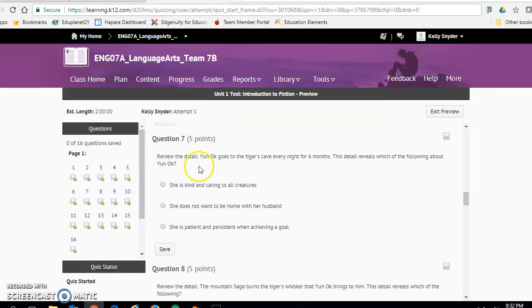Review the detail. Yunak goes to the tiger's cave every night for 6 months. This detail reveals which of the following about Yunak? She is kind and caring to all creatures. She does not want to be home with her husband. She is patient and persistent when achieving a goal.